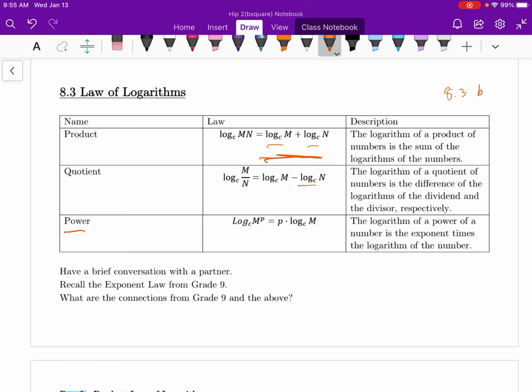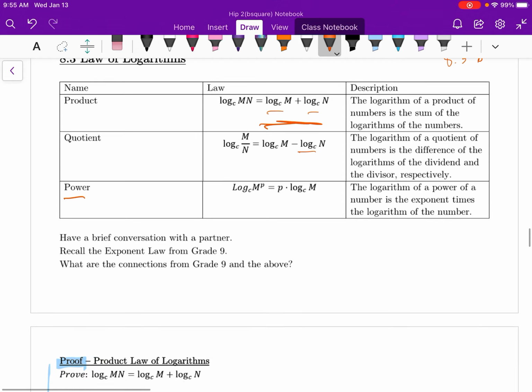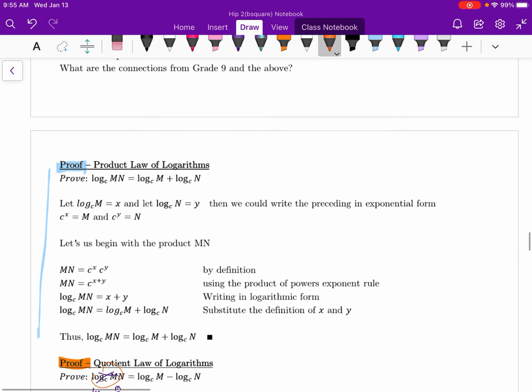Now, the power law of logarithms just simply says log base c of m to the power of p is going to be equal to p times log base c of m. The logarithm of a power of a number is the exponent times the logarithm. So really, with a power to a power, an exponent to an exponent, what did we do with those exponents? Well, we simply multiplied them together. And that's what we're doing here.